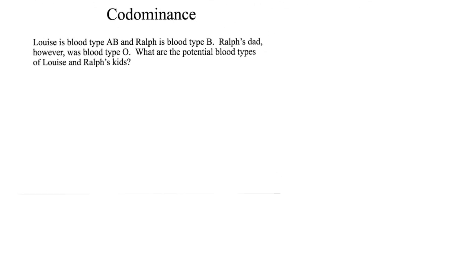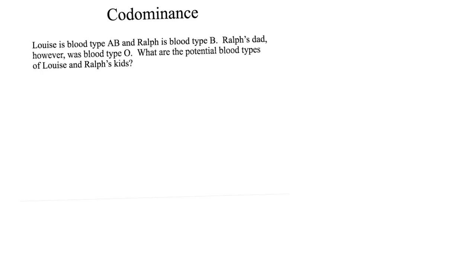Here, let's go ahead and read the question. It says Louise is blood type AB, Ralph is blood type B, Ralph's dad, however, was blood type O. What are the potential blood types of Louise and Ralph's kids? Okay, so just like before, we're going to go ahead and make a chart.